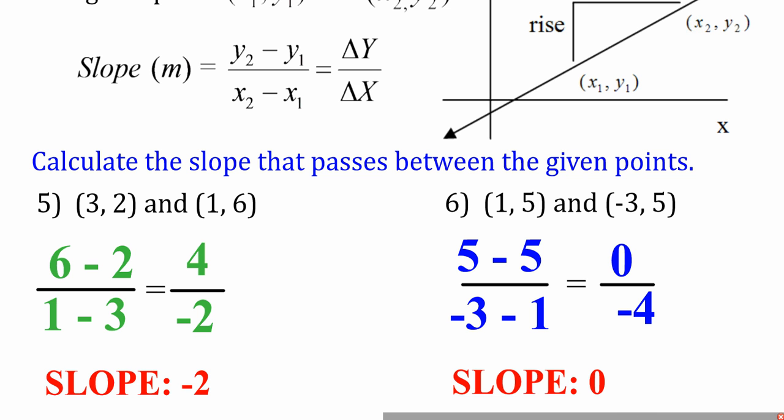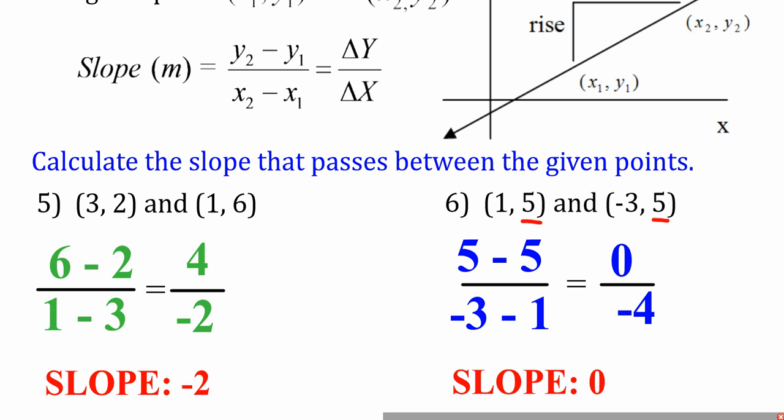And again, we might have noticed that because the outputs were the same values. Remember, when those outputs were the same, there was no change vertically. So it's a horizontal line, therefore our slope is 0.